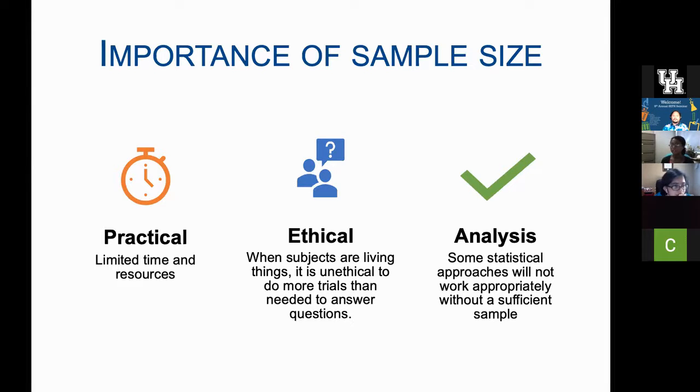Ethically, especially if there's living things involved, whether it's a person doing a survey or biological, biomedical research that you do a lot of at our labs here at Baylor, it's just not ethical to do more than you need. And then, analysis, as has been pointed out in the chat, some statistical approaches will not work appropriately. They will not give you answers that are viable, that you can really depend on if you don't have enough of the sample. They can get really skewed by outliers, and they can be really impacted by weird quirks in a small population.